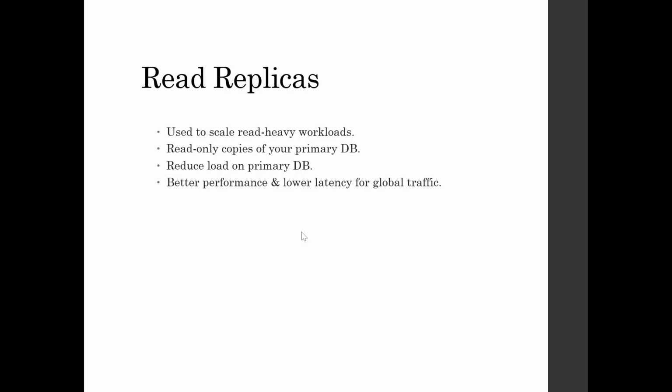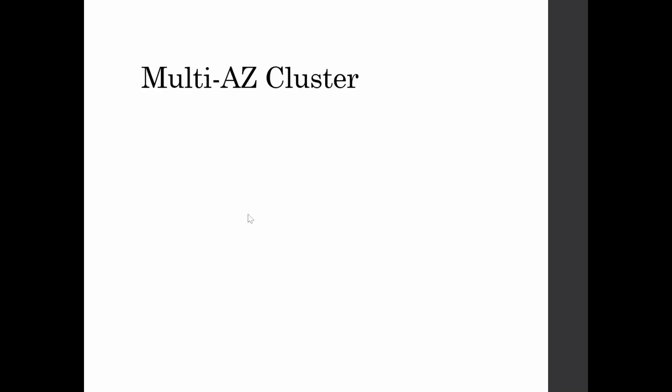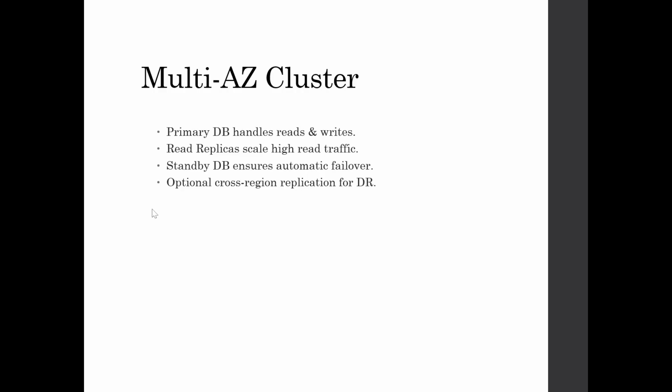Next, we'll see Multi-AZ architecture. It includes a primary DB, which handles reads and writes operations. Second, we have multiple read replicas that serve heavy reads. Third point, the standby instance, which is used for failover. So the standby ensures automatic failover. Next point, optional region-to-region replication means high availability plus high scalability.